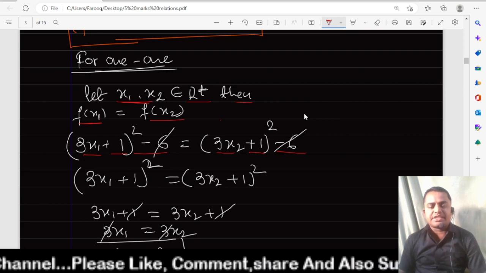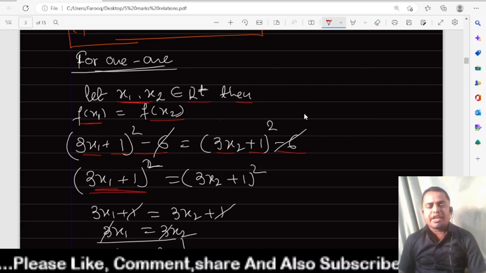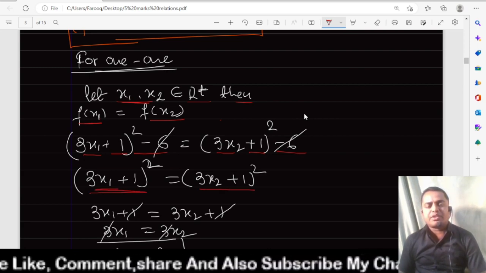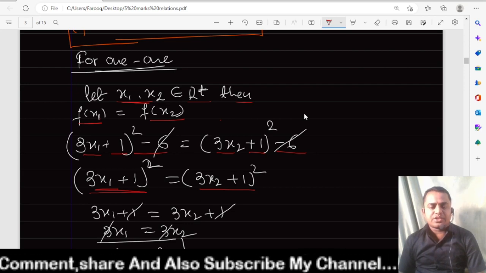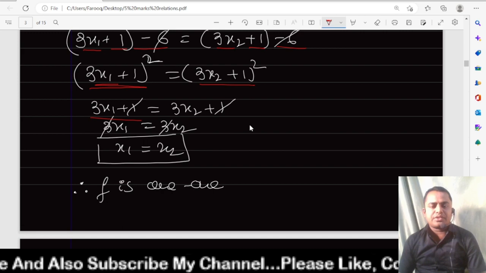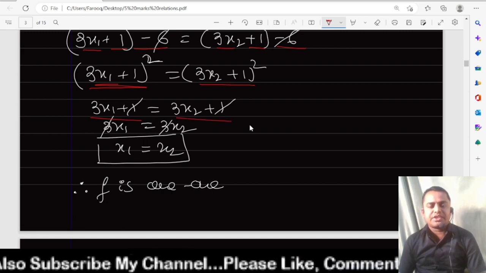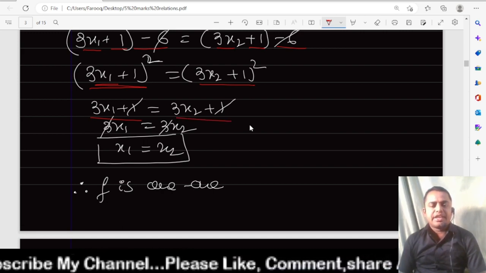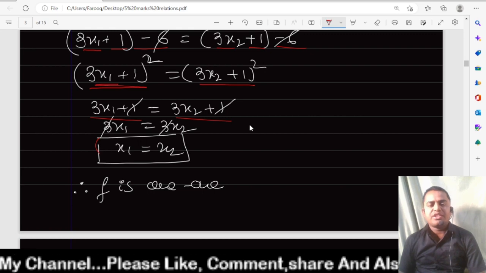Minus 6, minus 6 cancel. (3x1 plus 1) whole square equals (3x2 plus 1) whole square. Then square cancels on both sides. 3x1 plus 1 equals 3x2 plus 1, 1 and 1 cancel, 3x1 is equal to 3x2, 3 and 3 cancel, x1 is equal to x2. Therefore f is 1-1.